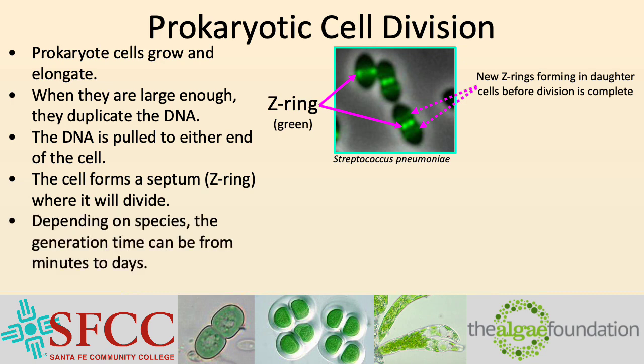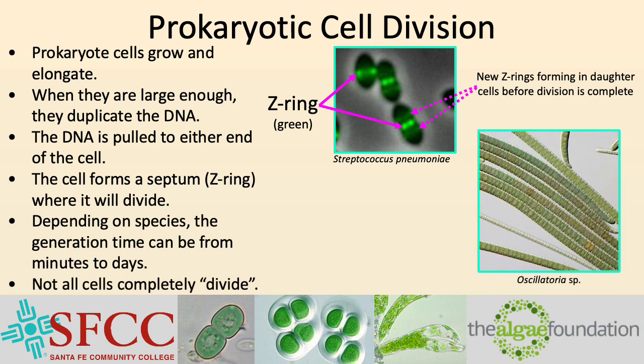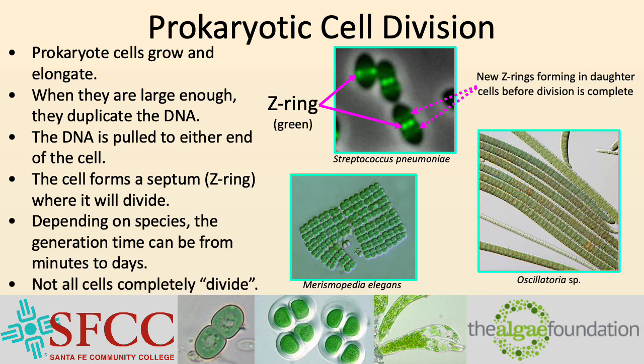Depending upon the species, cell division can occur in minutes or days. In E. coli, the lab rat of the prokaryote world, the generation time under ideal conditions is 18 minutes. Not all cells completely separate, as you can see from the filaments of Oscillatoria and the sheets of Merismopedia.